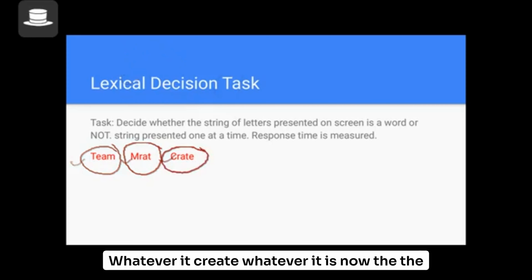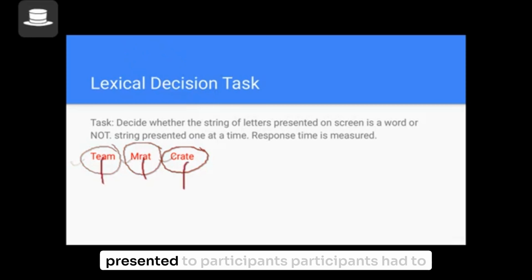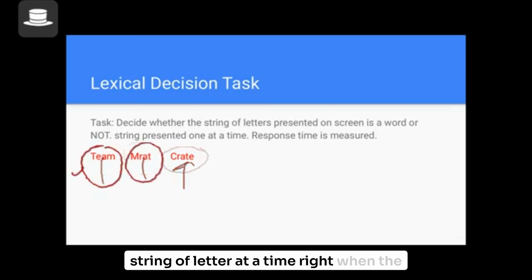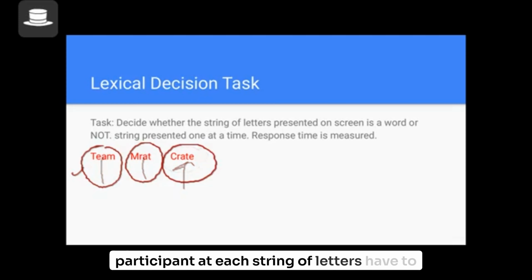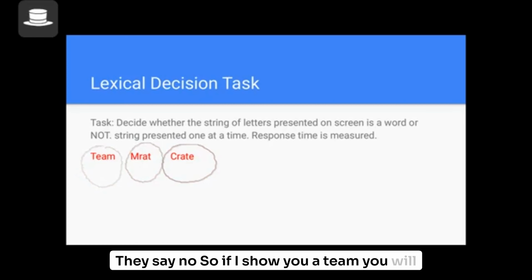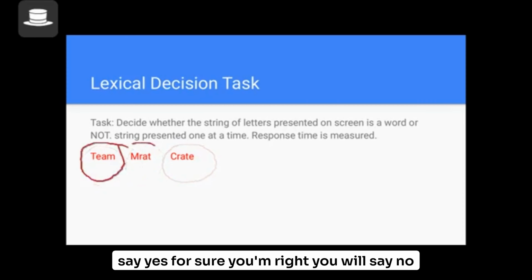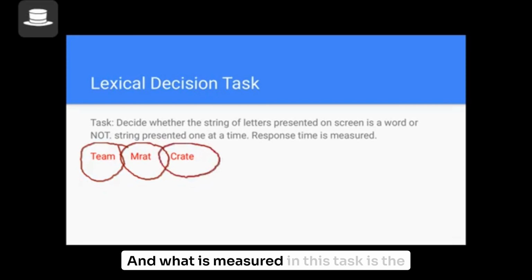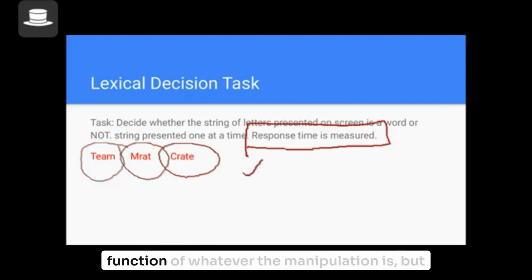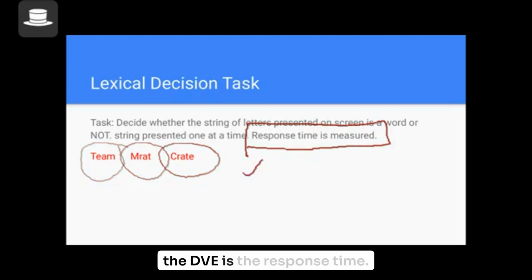Now, these are strings of letters. When these are presented to participants, participants have to decide. These are presented one at a time, one string of letters at a time. Then at each string of letters, the participant has to decide whether it's a word or a non-word. If it's a word, they would say yes. If it's a non-word, they say no. So if I show you team, you would say yes. If I show you Murad, you would say no. Great, you would say yes. What is measured in this task is the response time taken to decide as a function of whatever the manipulation is, but the DV is the response time.